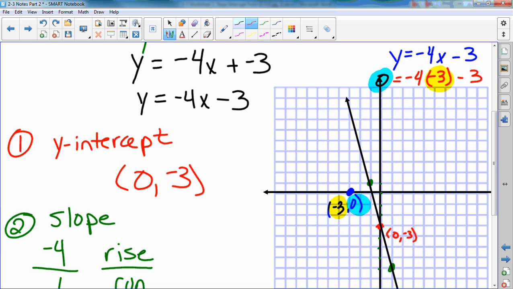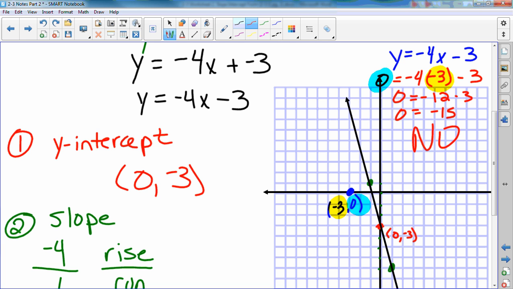Now, solve that. We have 0 equals -12 minus 3, which is -15. Now, does 0 equal -15? No. Not true. So this point does not fall on this line. Do you understand? That's what the x and y stand for. If you can take any point, plug it in, solve it, and if it's true, the point falls on the line. If it's false, the point does not fall on that line.